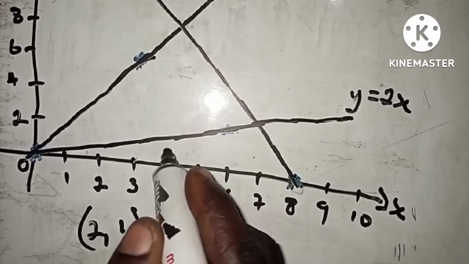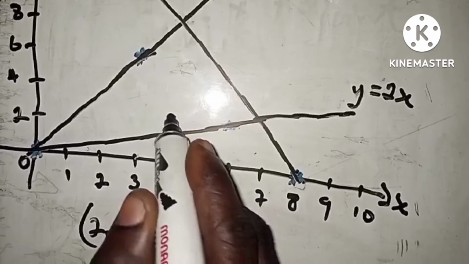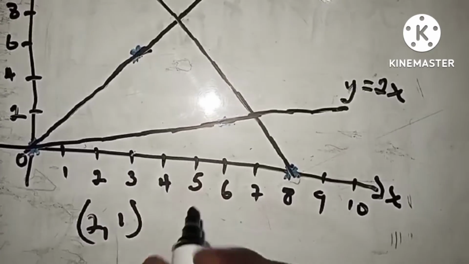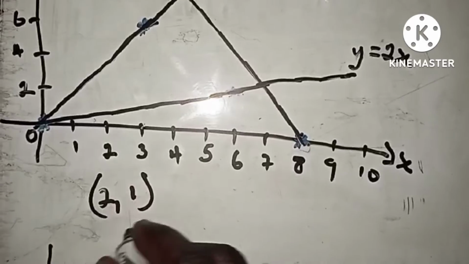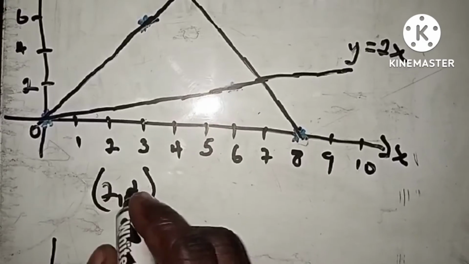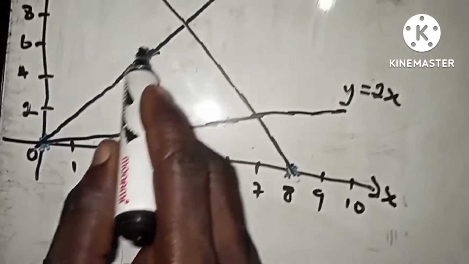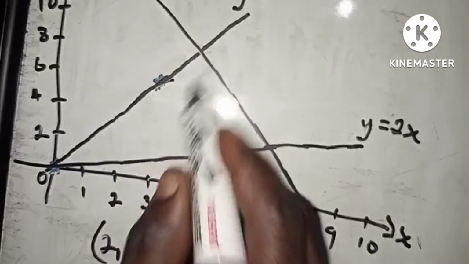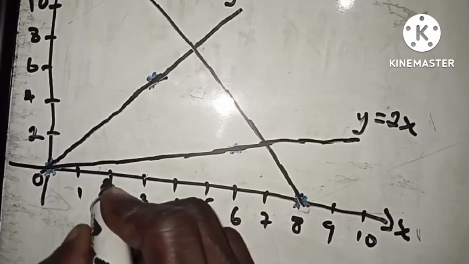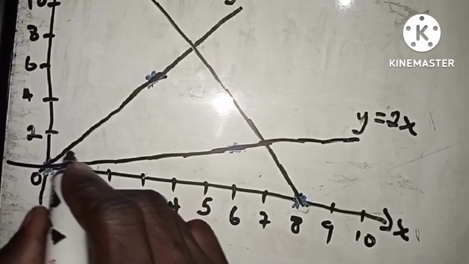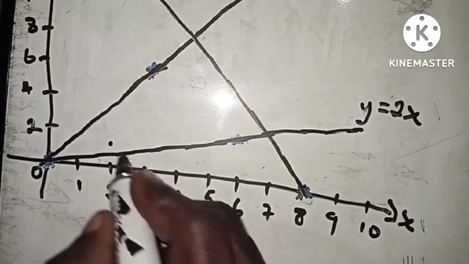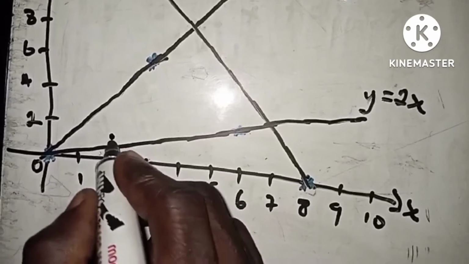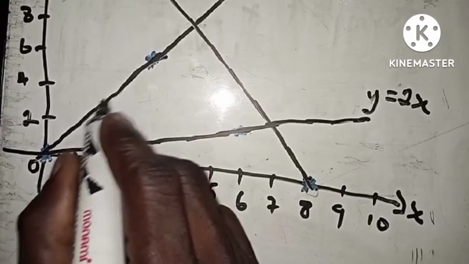So let's say 4, 1, or maybe let's limit ourselves to just 2, 1. If it is 2, 1, then the point is below the line. This is the line that we have. If I want to plot the point 2, 1, it will be somewhere here. So I can see that this 2, 1 here is below the line.